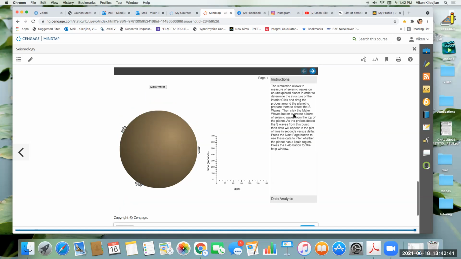So it says here, then click the Make Waves button to create a burst of seismic waves from the top of the planet. As the probes detect the S waves from these bursts, their data will appear in the plot of time in seconds versus delta. The delta is the angle. Press the Next Page button to use these data to infer whether the planet has a liquid region. Press the Help button for the help window. So Make Waves.